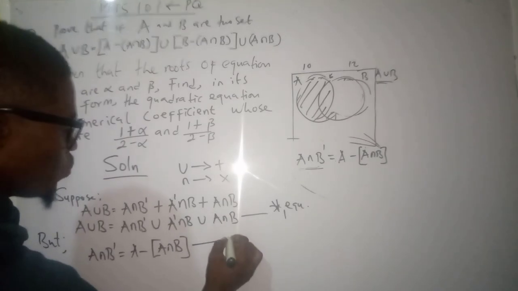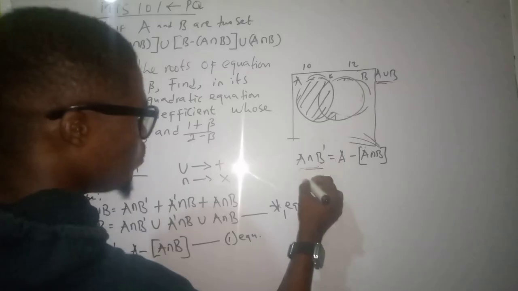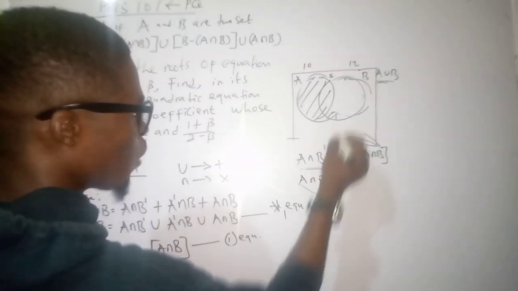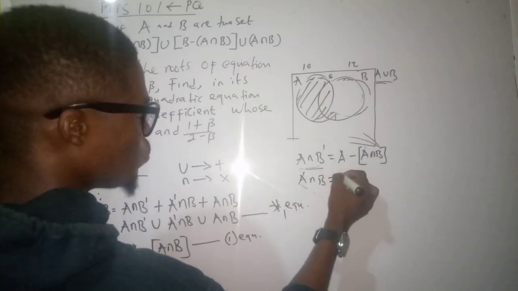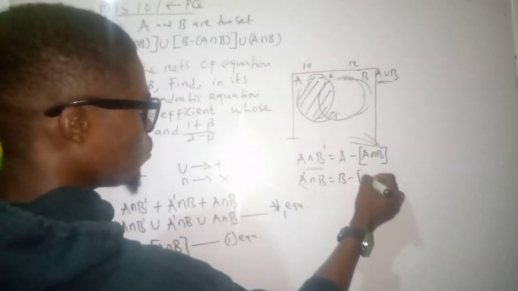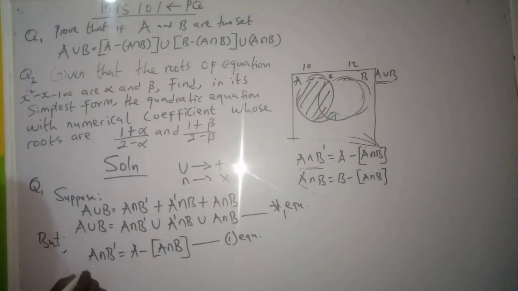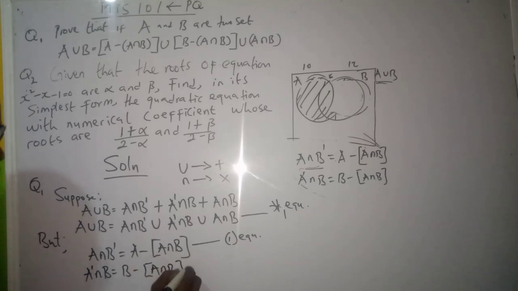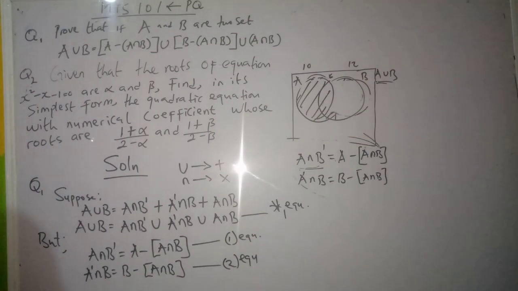So we can make this one equation 1. Okay, but exactly B, what's the expression? A prime intersection B, because we are talking about B. So exactly B representation is this, and equals B minus still A intersection B. You remove this one from this one. So then you now write it here that A prime intersection B is equal to B minus A intersection B. So this is our equation 2. Okay, so no stress.